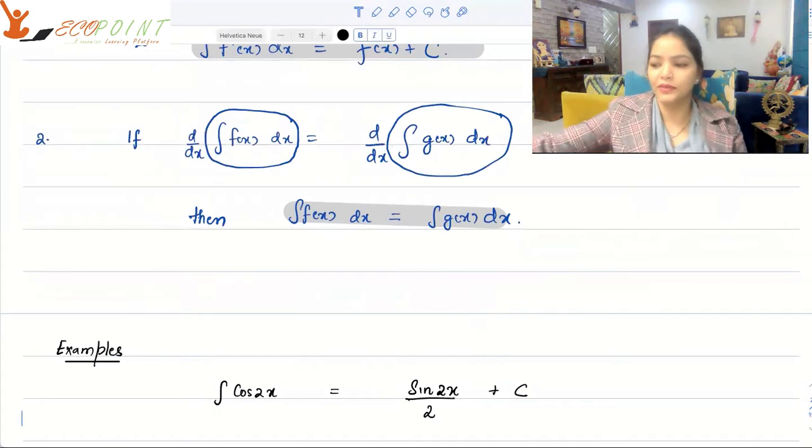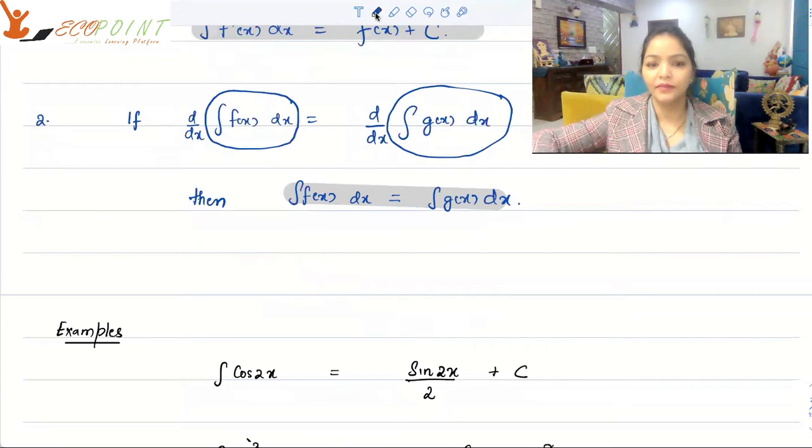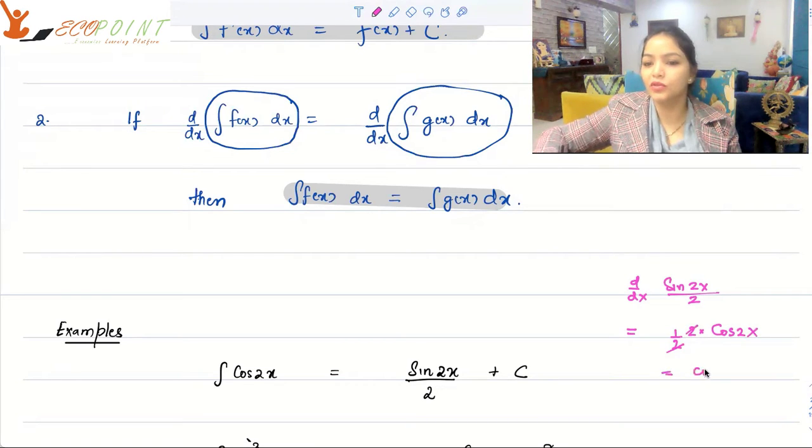Let's look at some examples now for simple integration. The first example that I'm looking at is the following. Integral cos 2x is equal to sine 2x upon 2 plus c. Why? Because the derivative of sine 2x by 2, when you differentiate, 1 by 2 will remain outside just like that. You differentiate, sine turns into cos. Since you have 2x, 2 will come out. So you will have 2 here, 2 cancels, and you just get cos 2x.